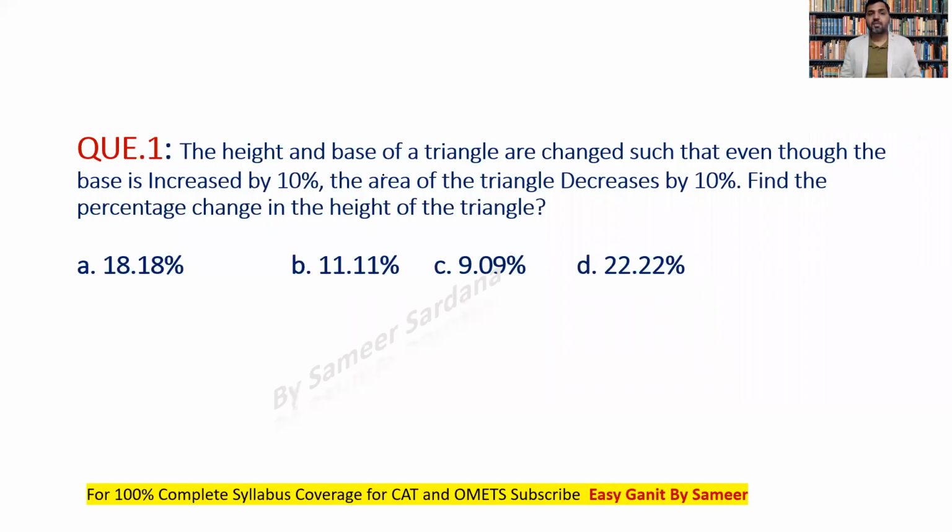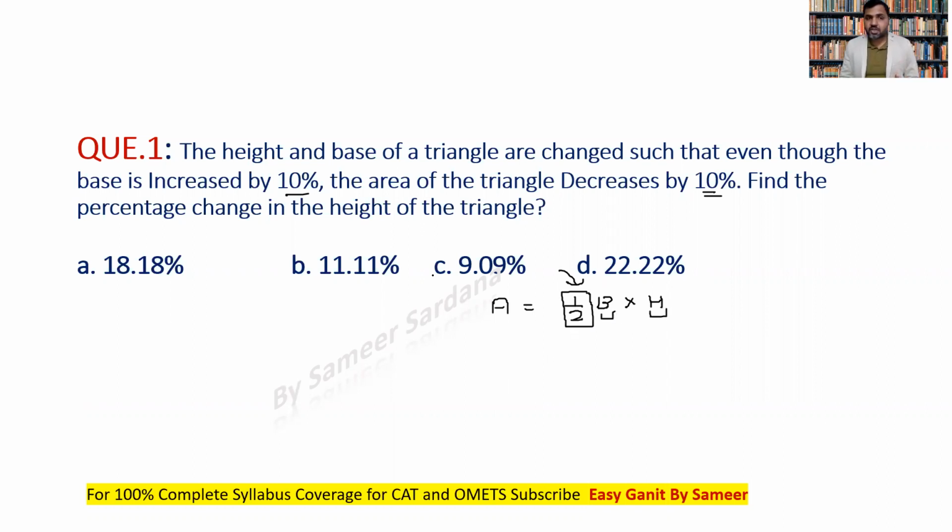Question number 1 says: the height and the base of a triangle are changed such that even though the base is increased by 10%, the area of the triangle decreases by 10%. Find the percentage change in the height of the triangle. So guys, we know that area of a triangle is half into base into height. Now, when it comes to the percentage change, you know that in every triangle, the area would be half into base into height. So half is definitely going to be part of every area of a triangle, right? So this will not change anything when it comes to the percentage change. In the area of a triangle, half does not play any role. The area of a triangle can only be changed by changing base and height.